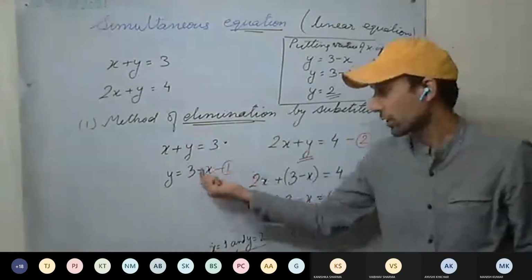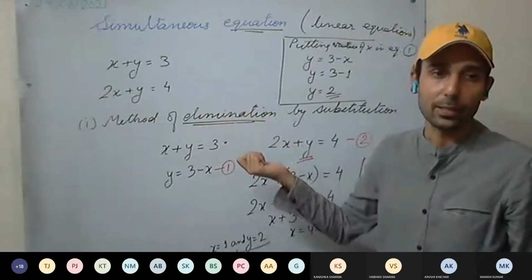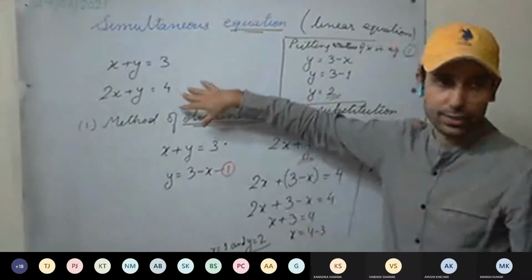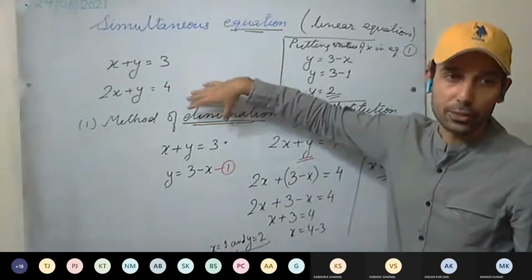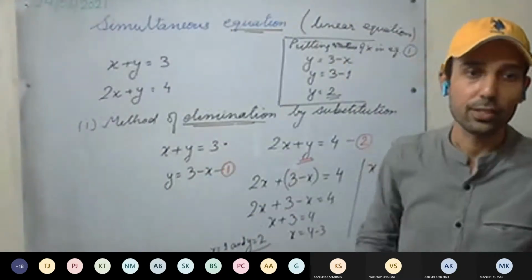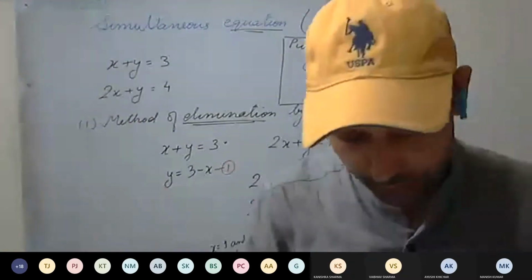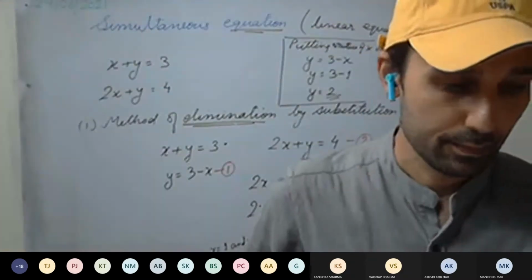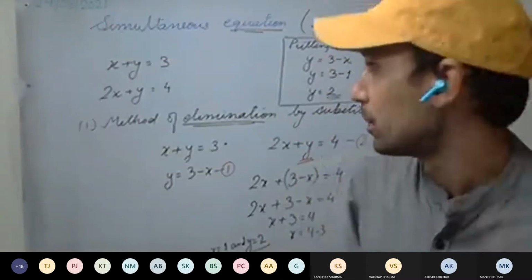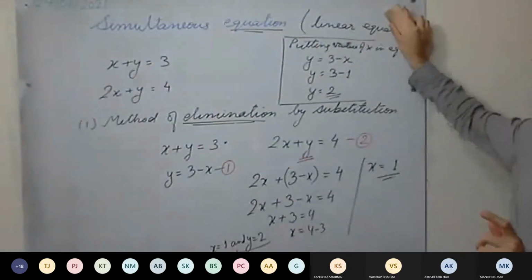So how are we going to decide from which equation we should take the value of one variable and substitute? That will depend on the kind of equation, that is, which is easier to deal with, the simplest one. We will discuss those while doing. Any doubt you have, you can ask. Any doubt? Have you understood the first method?